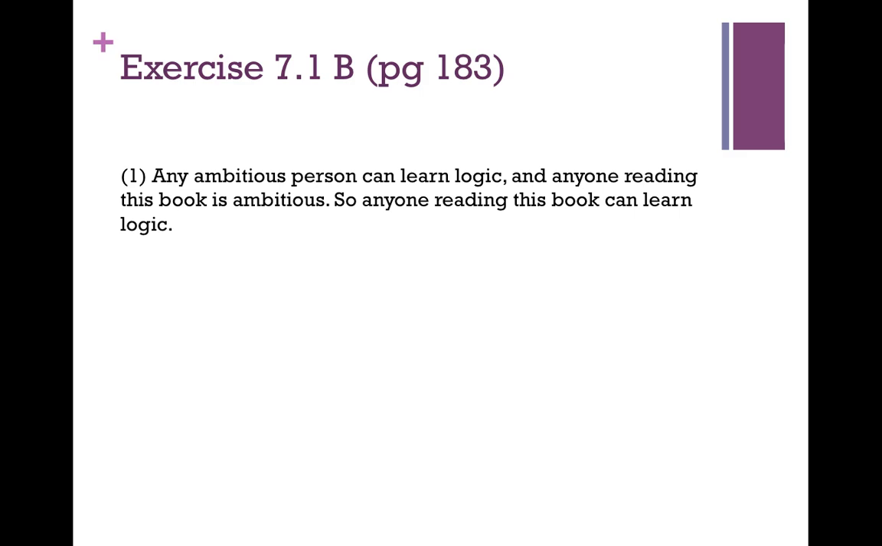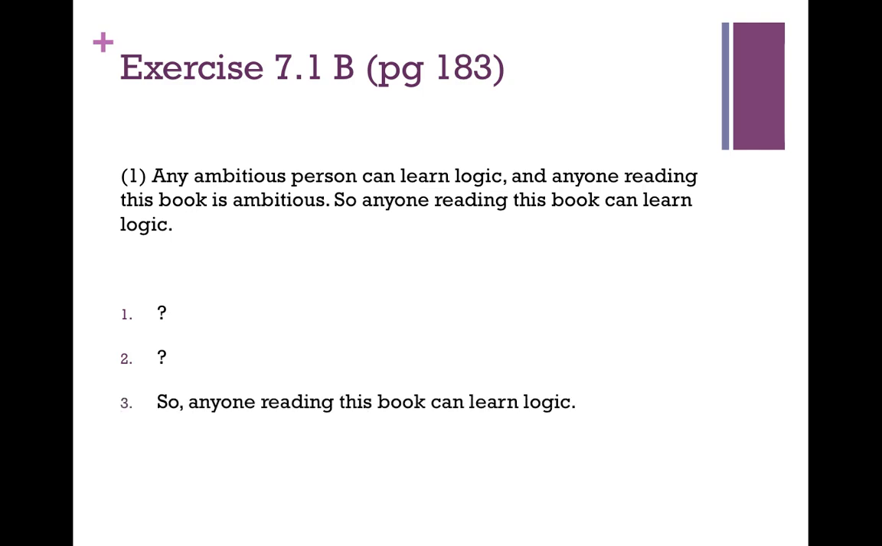So problem number 1, you were given the following argument. Any ambitious person can learn logic, and anyone reading this book is ambitious. So anyone reading this book can learn logic. Well, the first thing you have to do is identify the conclusion. And here we have an indicator word, the word "so." So we know that the last sentence here is our conclusion. So anyone reading this book can learn logic.